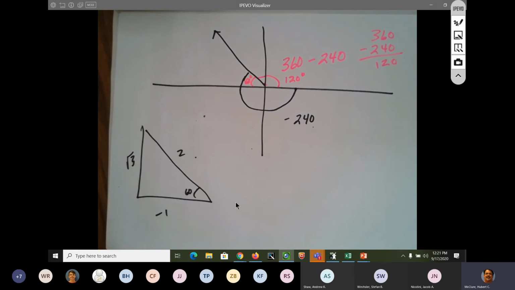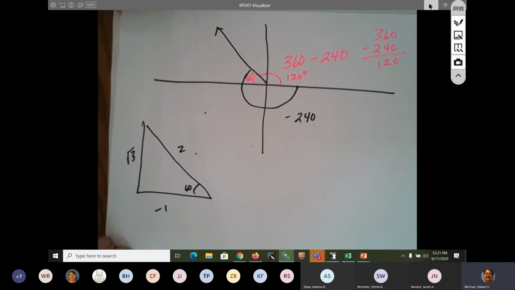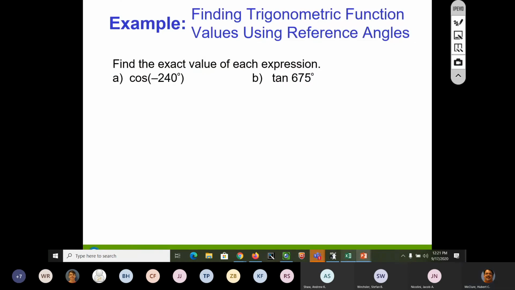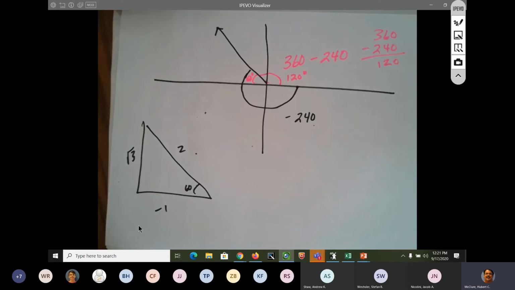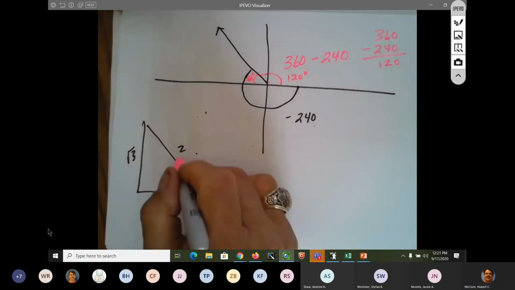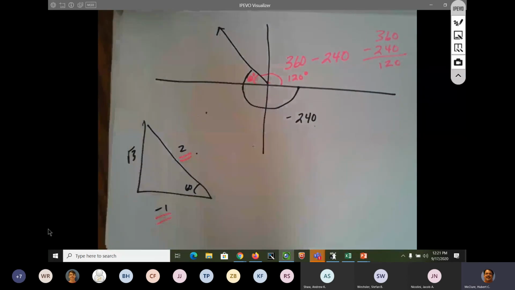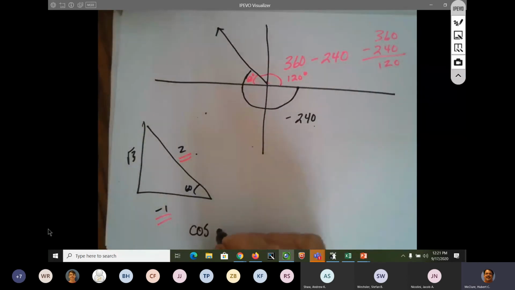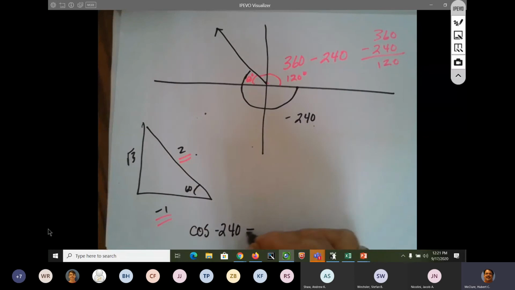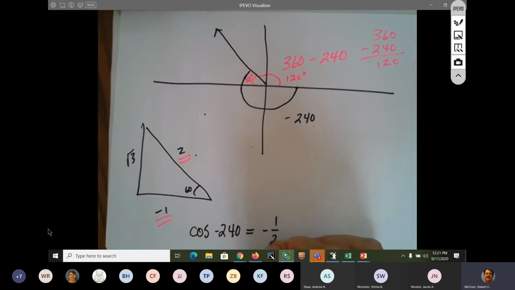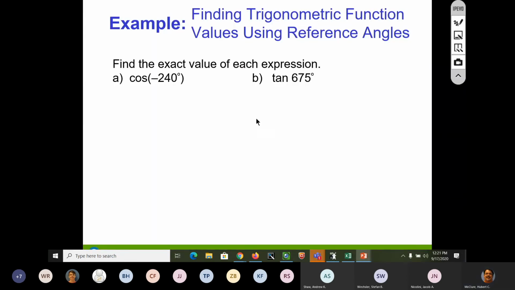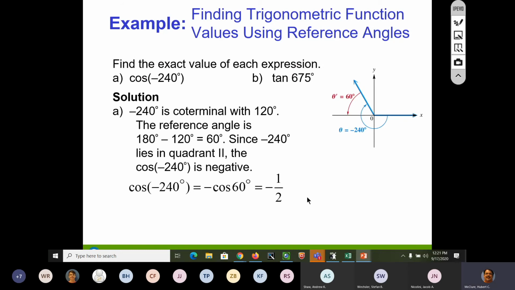So they want to know the what? They want to know the cosine. The cosine is, Oscar had a hunk, so negative 1/2. Cosine of -240 is equal to -1/2. So let's see what they get. It's a miracle.